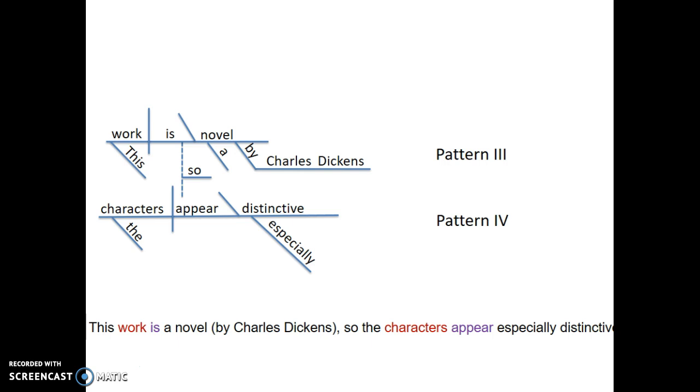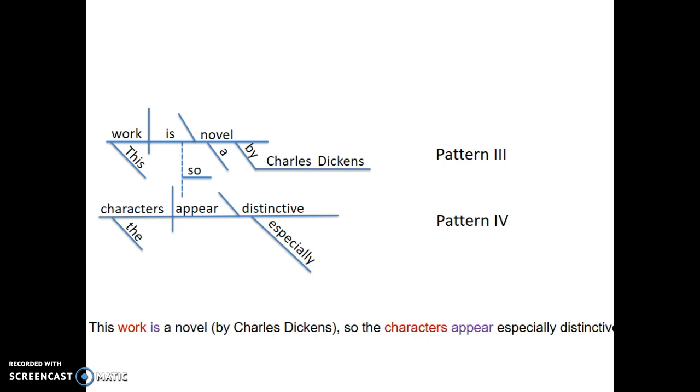Now we get into our more complex things. We have a comma, which breaks up the two clauses for us nicely. So we're going to deal with one at a time and then connect them at the end. The first clause, we have work as our subject, is our be verb, novel is our subjective complement, it's a noun, and then the rest is kind of details, so we can right now identify that as a pattern 3 with a subject, be verb, and noun.